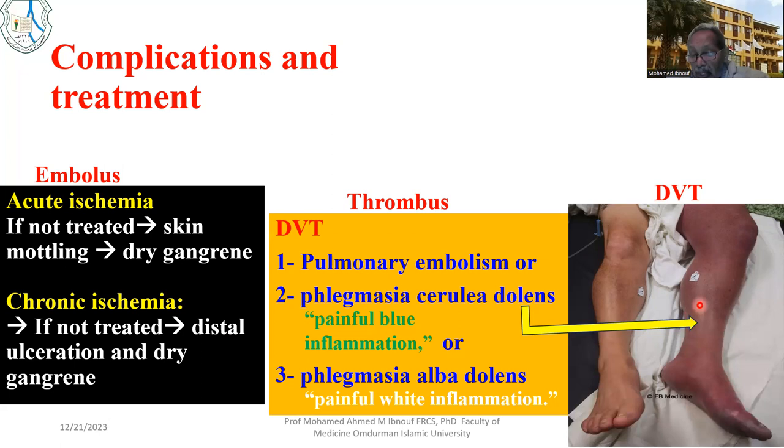Some blisters might appear, and the limb will be swollen, tender and bluish in color. However, if the swelling has increased to the degree that it compresses the arteries from without, then the limb will become painful and white. It is phlegmasia alba dolens.